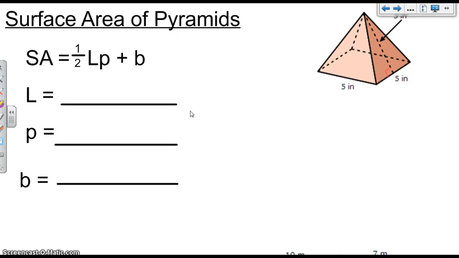Welcome back. Today we're going to talk about surface area of pyramids. And as you can see, this is our formula: SA equals 1/2 LP plus B. What's all that mean, Siegel? Well, we're going to find out in a couple minutes here.